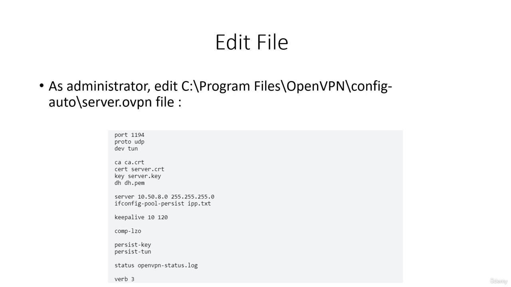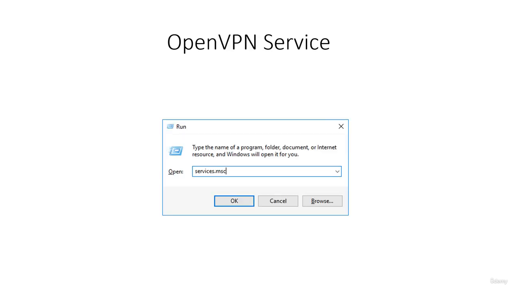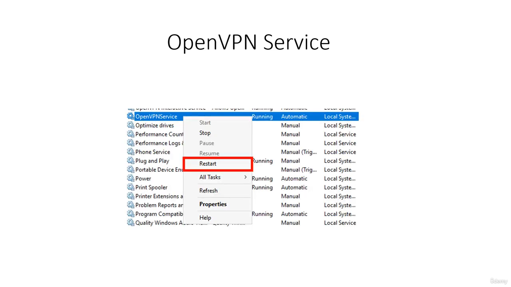So how can you restart the OpenVPN service? First search for Run in your Windows, then type services.msc. This will open up all the services running on your Windows machine. Then search for the OpenVPN service. It will look similar to this, and it will be in started mode automatically. Make sure you press stop and then start, or you can just click restart to restart your OpenVPN service.